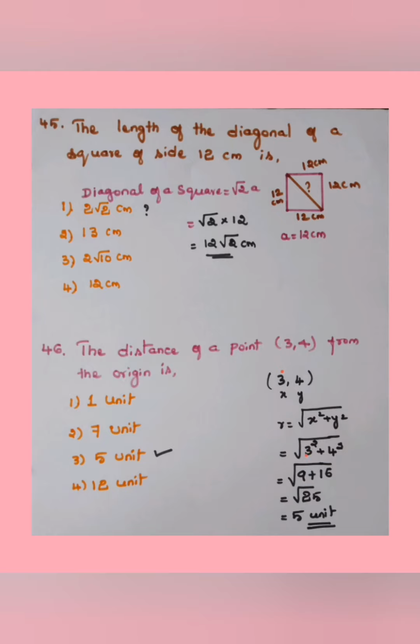x squared is 3 squared, y squared is 4 squared. Square root of 3 squared is 9 plus 4 squared is 16. 4 fours are 16, 9 plus 16 is 25. Square root of 25 is 5. 5 units. This is the answer. 5 units.